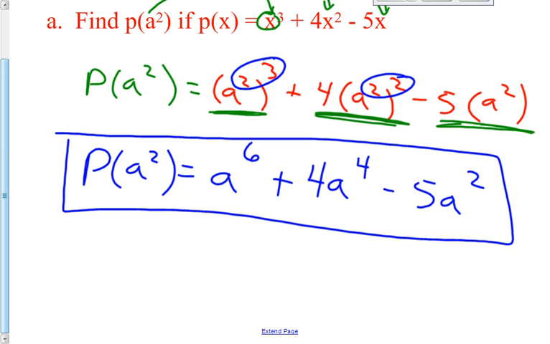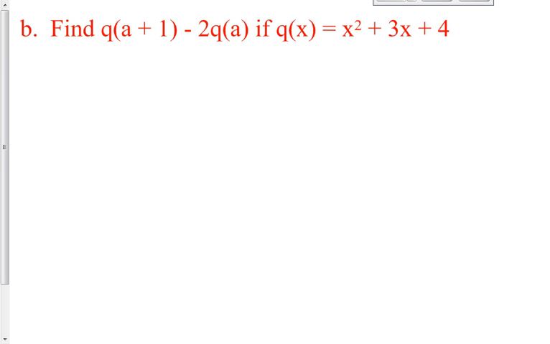All right, get ready for this next one. It is a beast. It's not very simple. What we really have to pay very close attention to is the notation, because that's the hard part. We can kind of get mixed up when we read all this stuff, so we have to be very careful on where we place our numbers. Find q of a plus 1 minus 2q of a. This is our goal. This is our objective. Okay? This is what is telling us what our machine is, or what our function is. It's q of x equals x squared plus 3x plus 4.